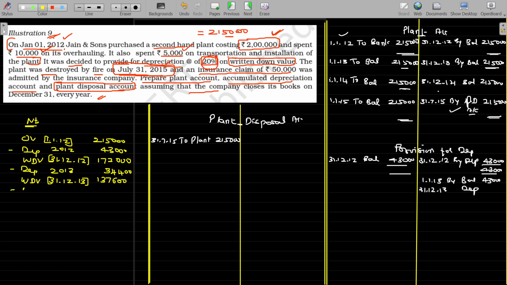Now we have to provide the depreciation for the next year, 2014. For the year 2014, 27,520. After that, the WDV on 31/12/14 being, yes, 1 lakh minus depreciation should be subtracted.